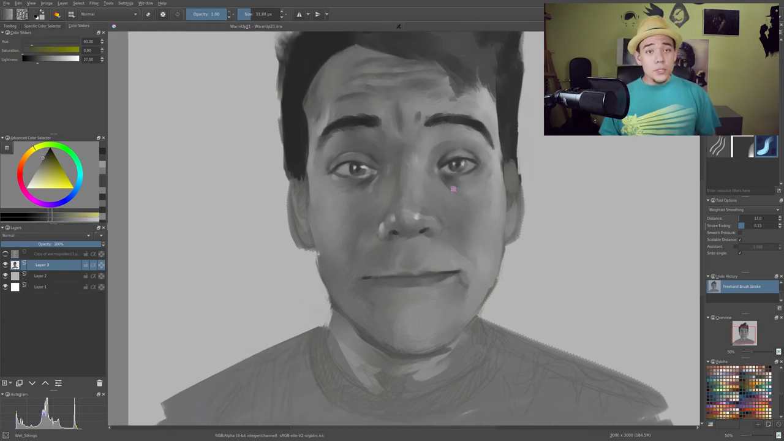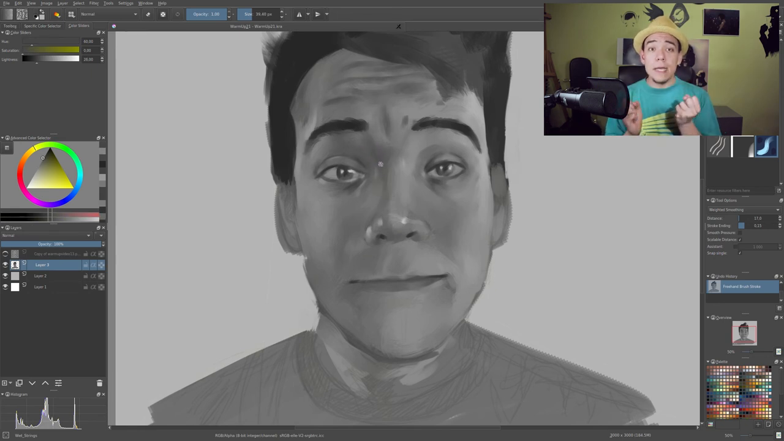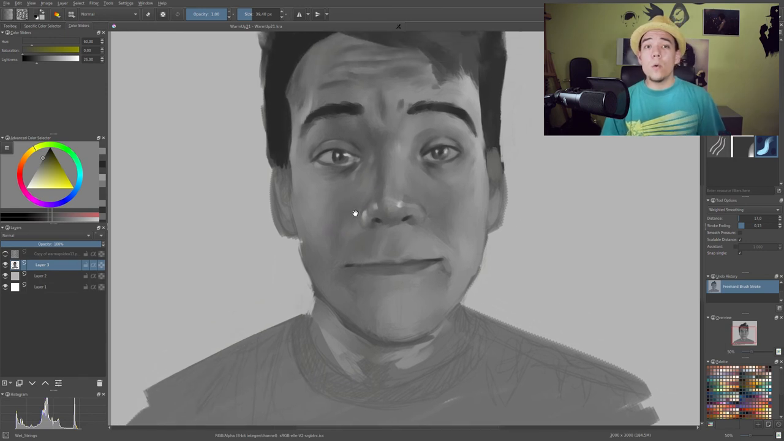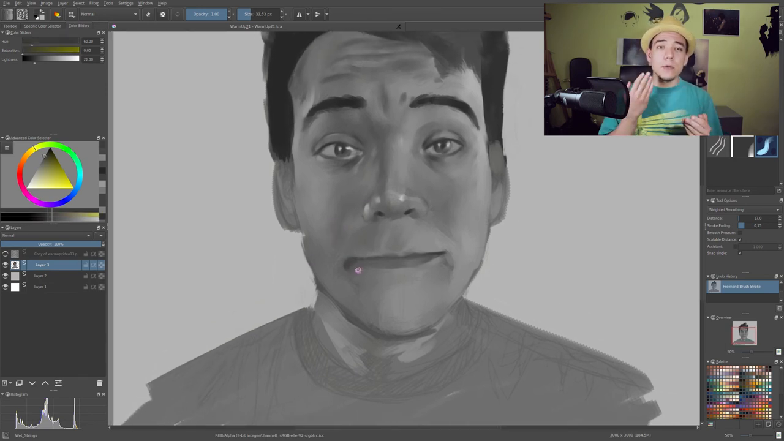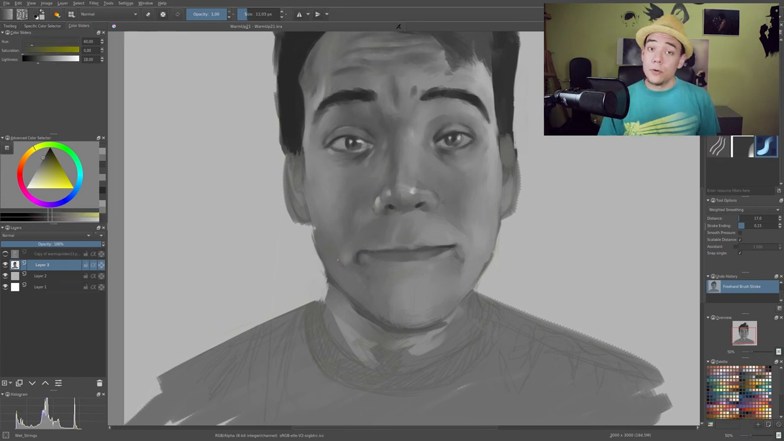Also, don't make too strong differences in values when it comes to shading a face, because it's skin. If you go with way too contrasted shades on your face, it will start looking wrong and it will mess up the whole structure of the face as well.